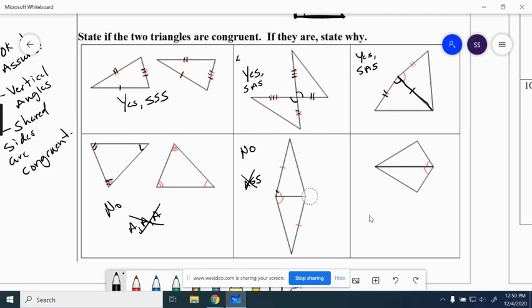Okay, next one. We have just angle, and I have the shared side length, so I know that that's congruent, but that's all that's given. We can't assume anything else here. So no, these are not congruent. All I have is side and an angle, and that's not enough. So it doesn't check out.